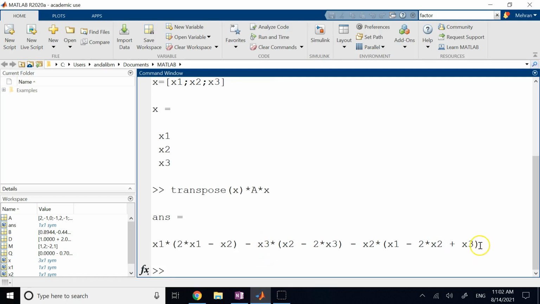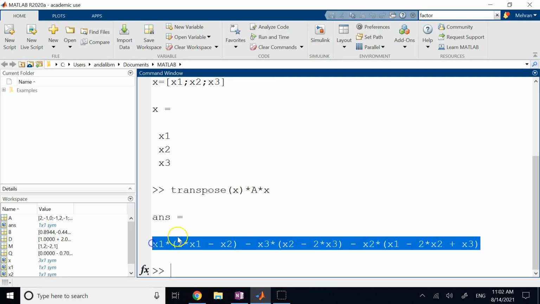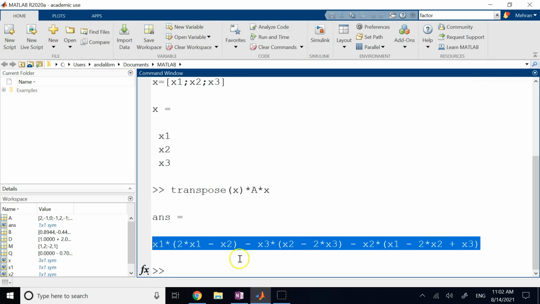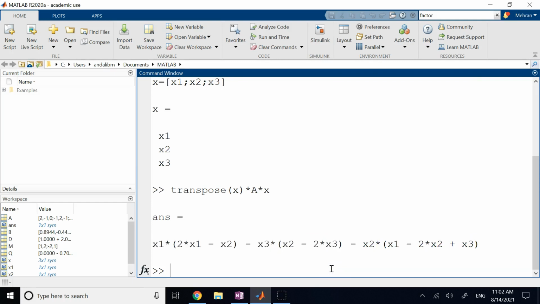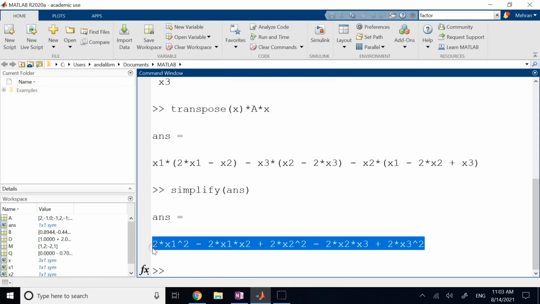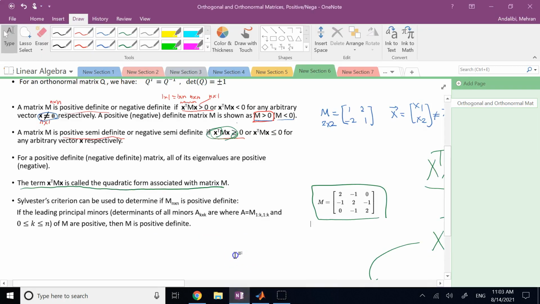Now, this scalar thing, is it always positive? Is it always negative? Is it bigger than or equal to 0 or what? You see, it doesn't look too nice and friendly like the previous cases. So one of the next things you can do, if such a thing is given, I recommend you use the command simplify in MATLAB, simplify of answer, and that tries to make it a little bit nicer for you. What it gives you is this: 2x1 squared minus 2x1 x2 plus 2x2 squared minus 2x2 x3 plus 2x3 squared.